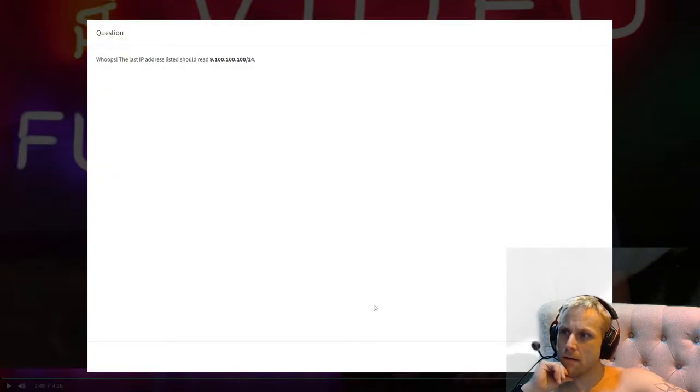/24. In a world where we no longer care about the address class of this IP, all we need is what the network mask tells us to determine the network ID. In this case, that would be 9.100.100. The host ID remains the same.